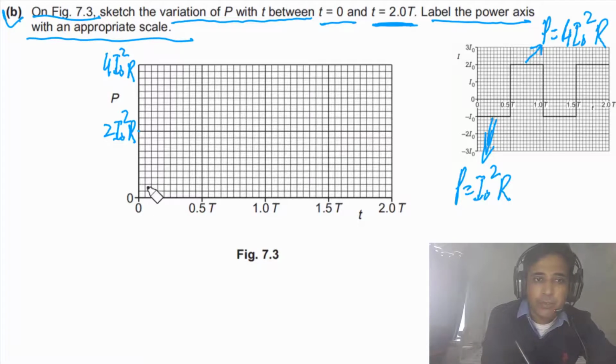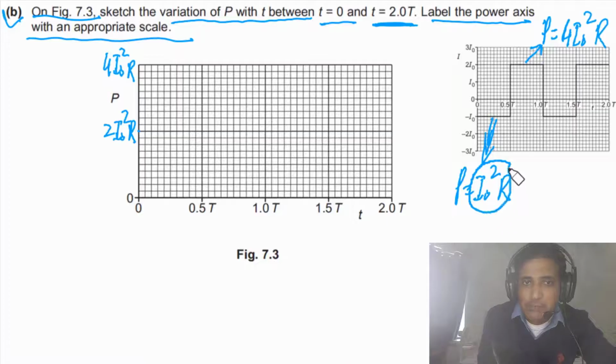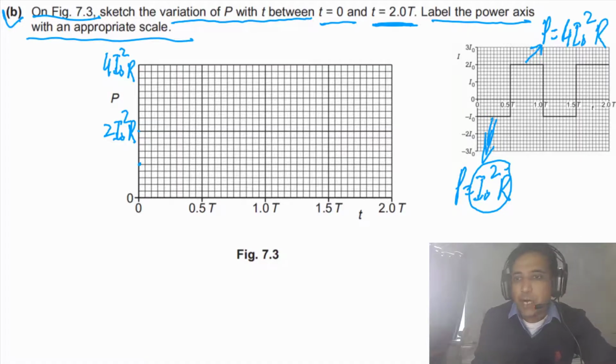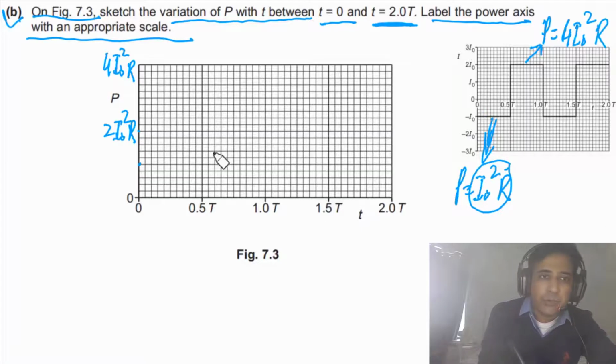Now for this part, halfway, because this power is I naught squared times R, we can take 5 small squares from here. So this is 1 2 3 4 5, and now simply we can draw a line. So simply we need to draw the line.